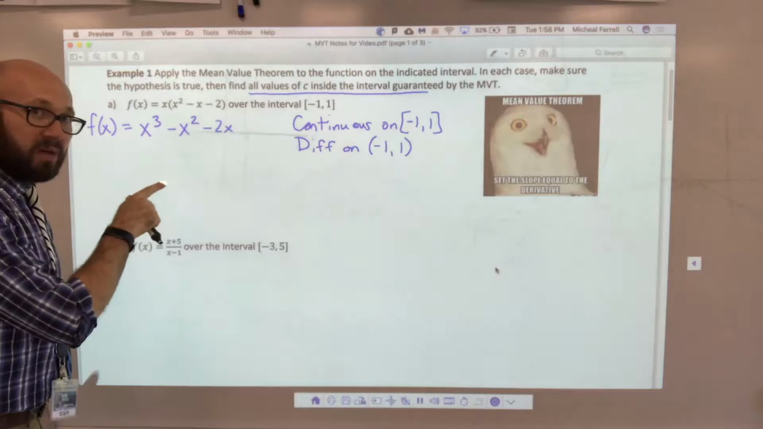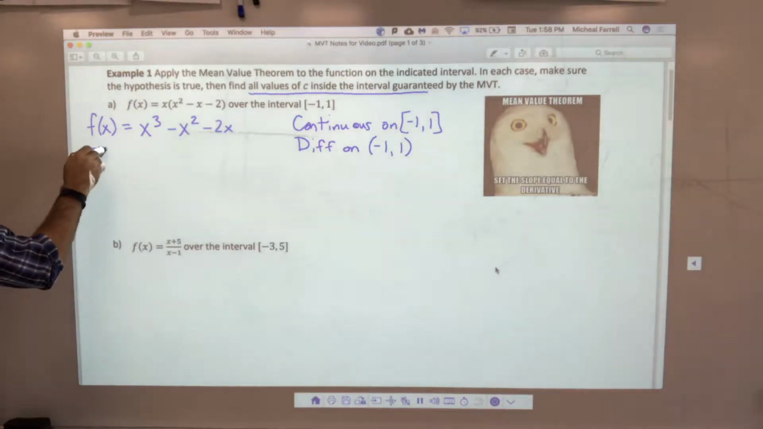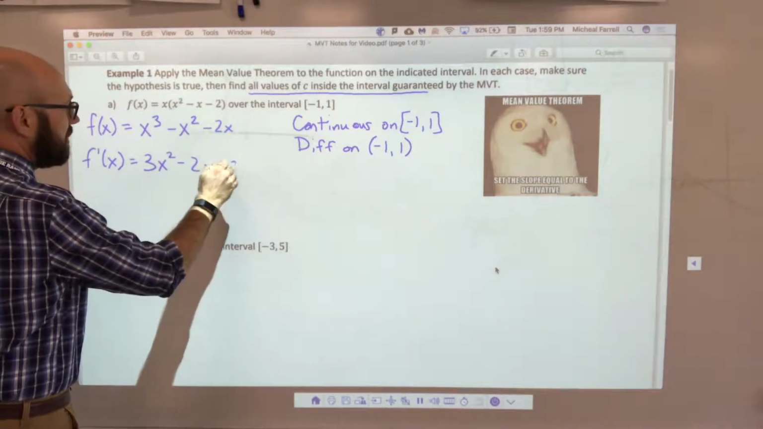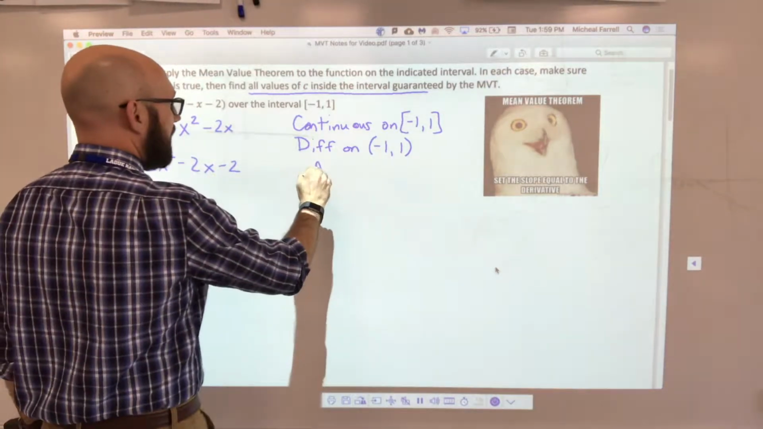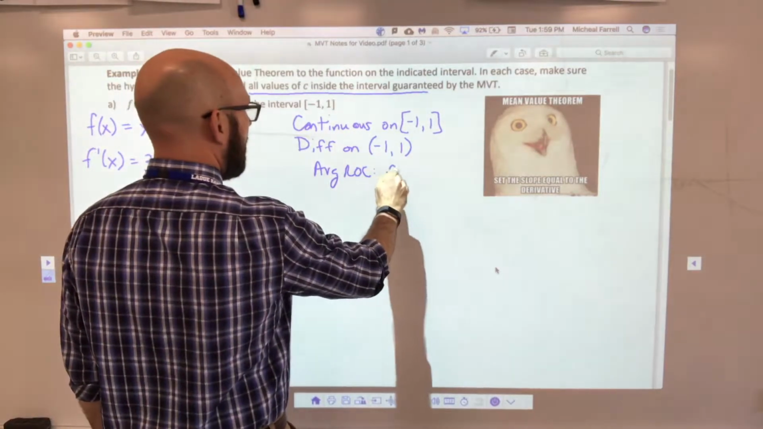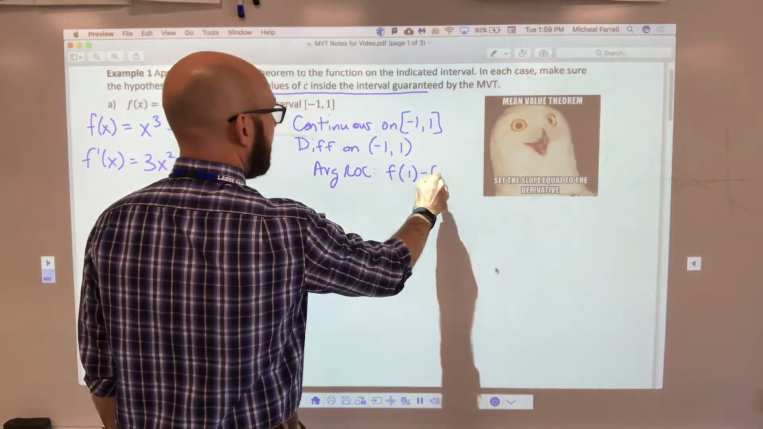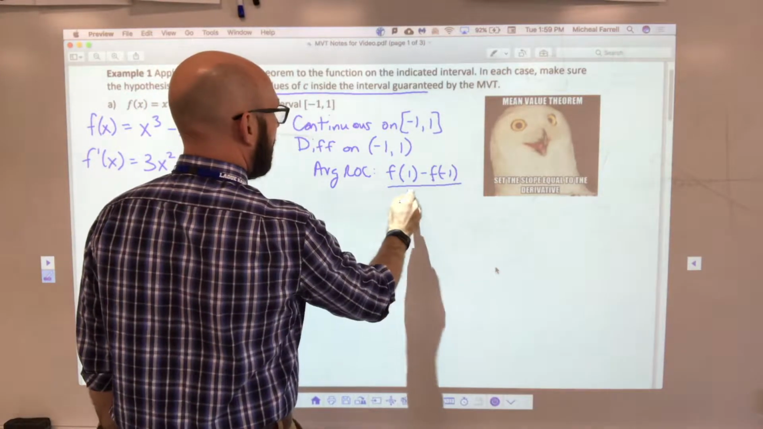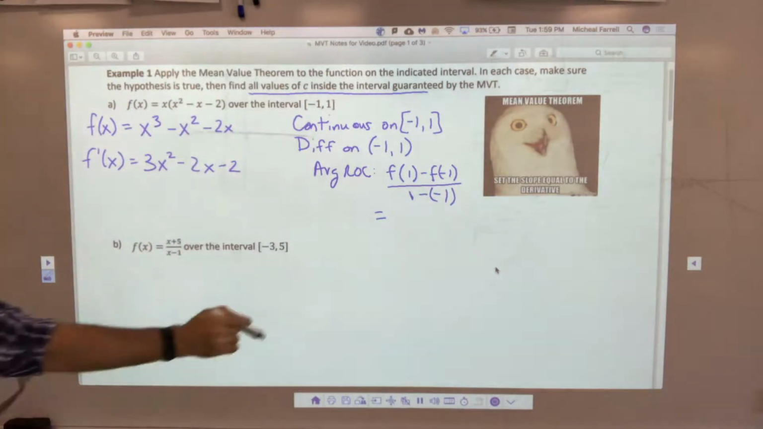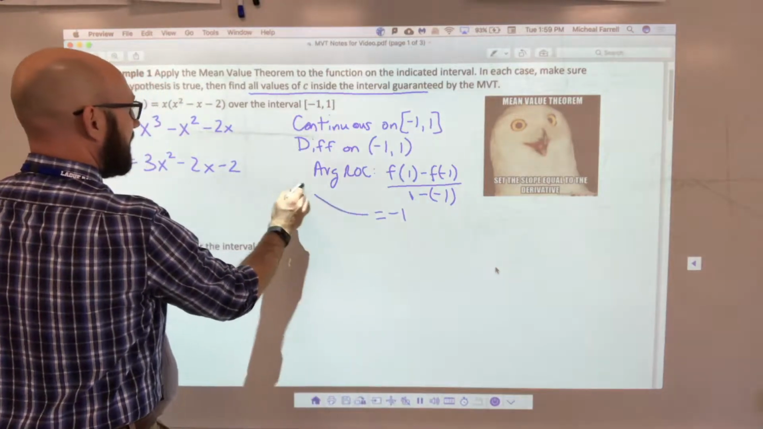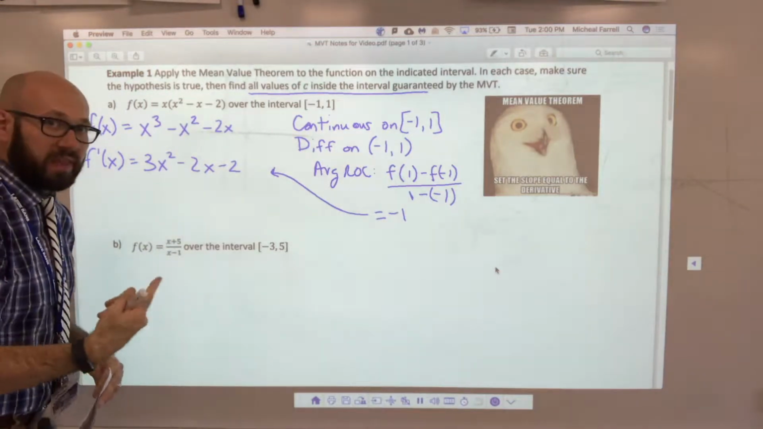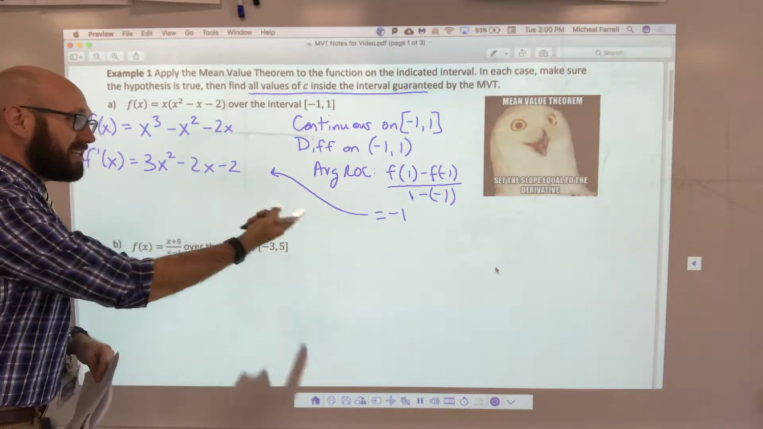So our instantaneous is going to come from the derivative. Our derivative is f prime of x equals 3x squared minus 2x minus 2. And then the average rate of change is going to come from f of 1 minus f of negative 1 all over 1 minus negative 1. We end up getting negative 1 for the answer here. So what I'm going to do is take that and set it equal to my instantaneous rate of change, which is given by the derivative. Somewhere along that interval, the instantaneous is going to equal negative 1.